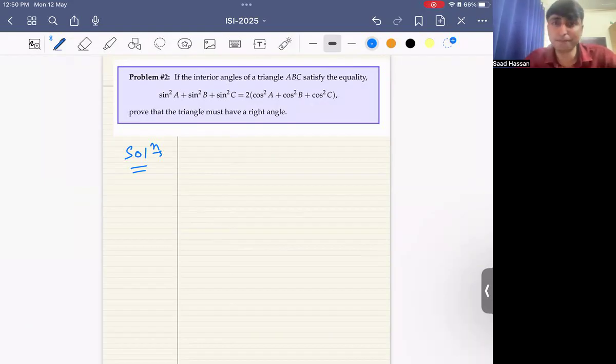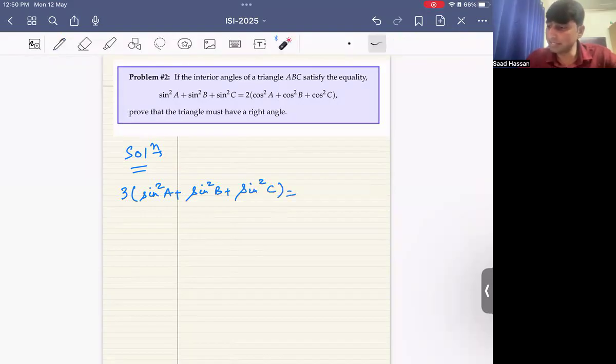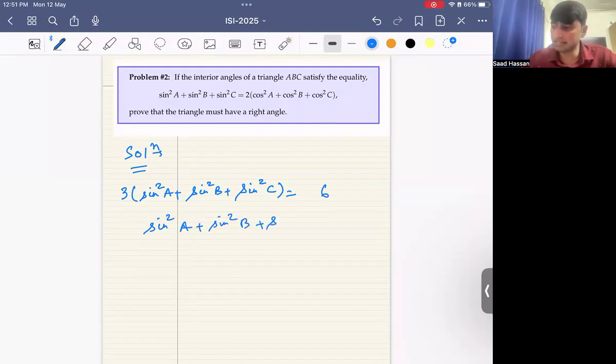So what I'm going to do is add 2 sine square A, 2 sine square B, 2 sine square C on both sides. I add 2 sine square A, 2 sine square B, 2 sine square C on both sides. What you get is 3 sine square A plus sine square B plus sine square C. Look, if you add 2 sine square A, sine square B, sine square C, you'll get sine square A plus cos square is 1, and this is also 1, this is also 1, so 2 times 3 is 6. In other words, you get sine square A plus sine square B plus sine square C is 2.